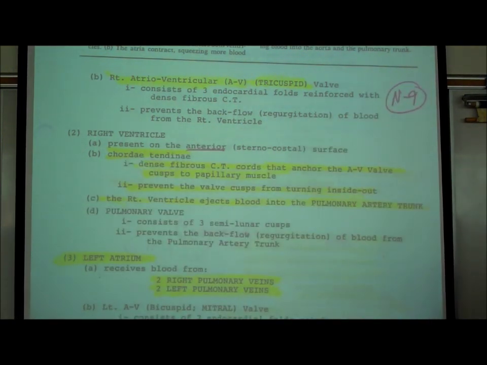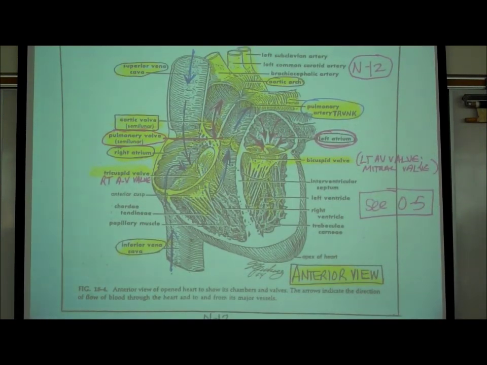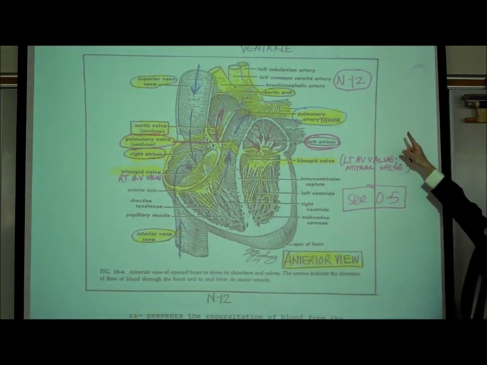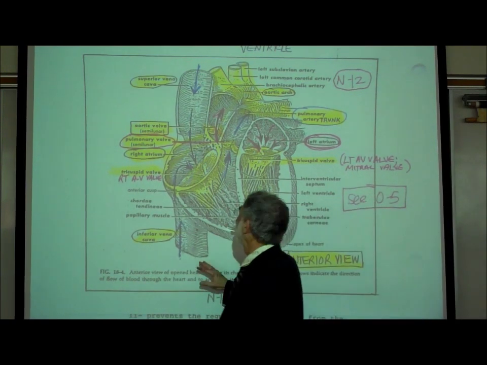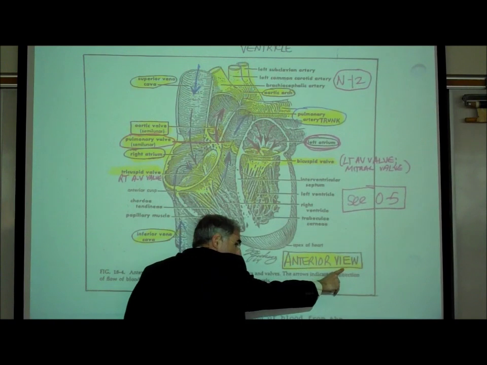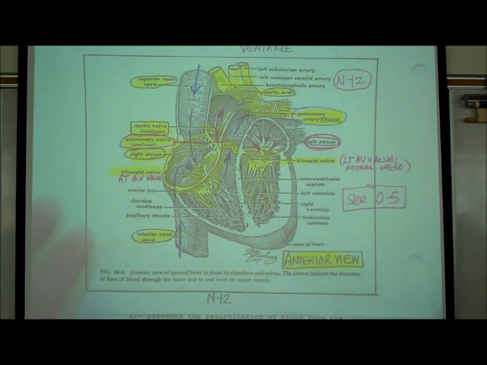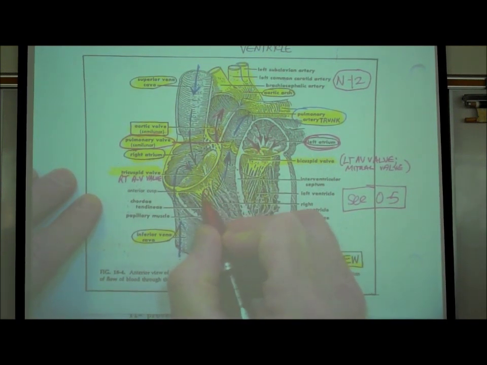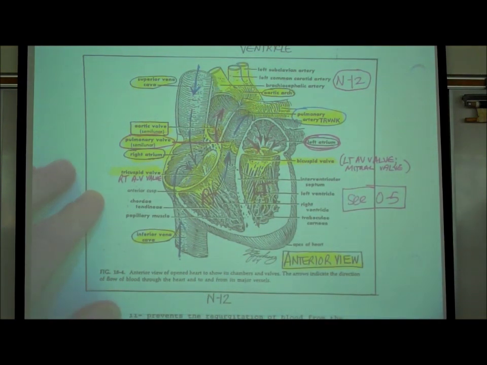Let's again look on page N12, and on N12, this time we're going to look at the bottom picture. All right, page N12, the bottom picture. This was the same picture that was on N7, incidentally, same identical picture. And this is an anterior view, a front view. So we know that when we're looking at the anterior view, this is the right, and this is the left, the opposite of where we are.